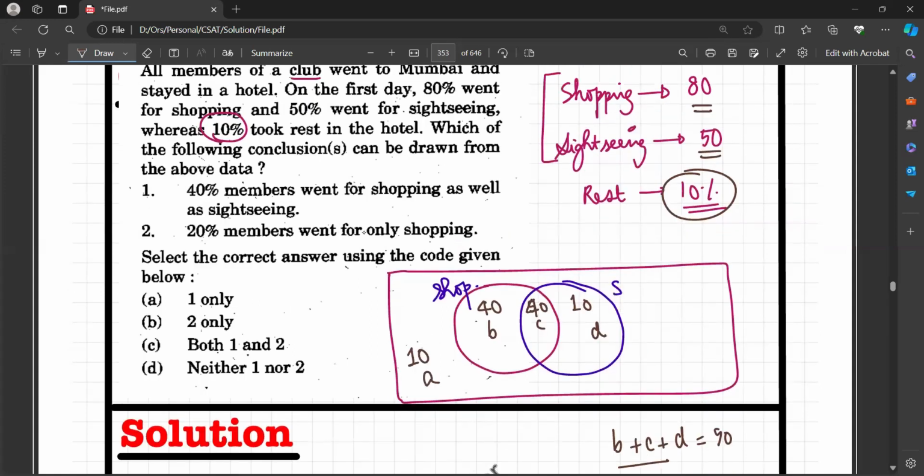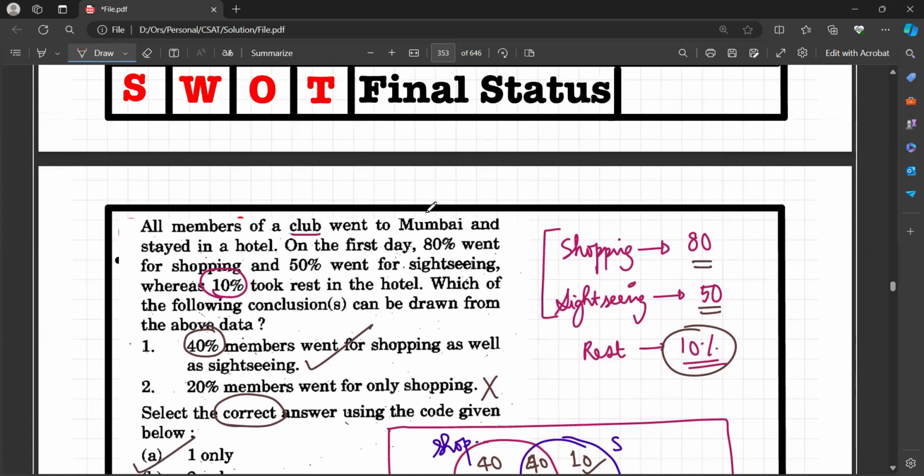Now let us go to the question. 40% members went for shopping as well as sightseeing. That is C. 40%. Correct. 20% members went for only shopping. No, it is 10. That is 10%. So this is wrong. Select the correct answer from here. The correct answer would be A only. Got it? Clear? Let us go to the next problem.